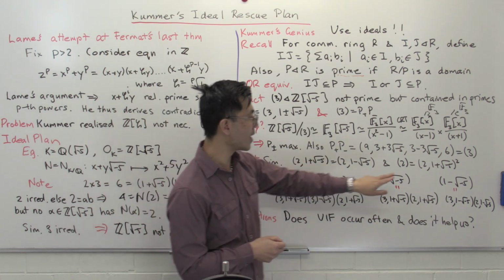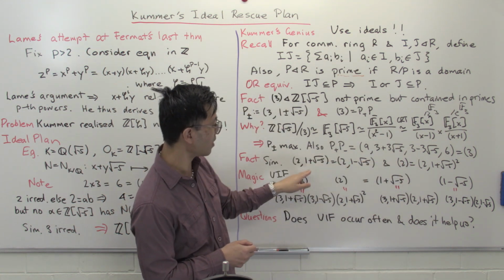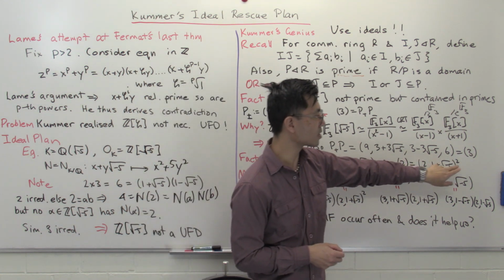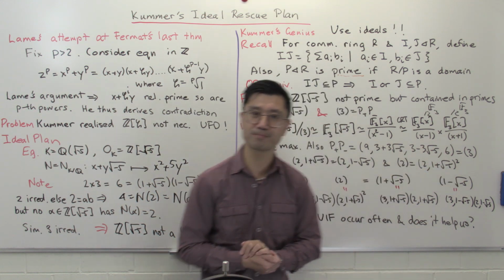And so again, this ideal generated by 2, you can check it is equal to the product of these 2, but since these are the same, you just say it's the square of the ideal generated by 2 and 1 plus square root of minus 5.